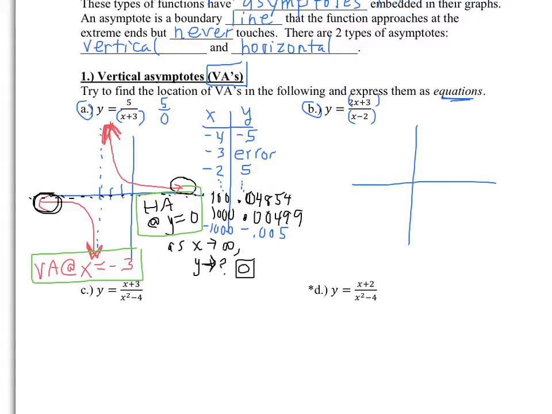If you were to graph this, you would see that at +2, we have a boundary line. We have a VA at x equals +2. And you would see that at y equals 2, we have what appears to be a horizontal asymptote. So we have an HA at y equals 2. And our function would look something like this.